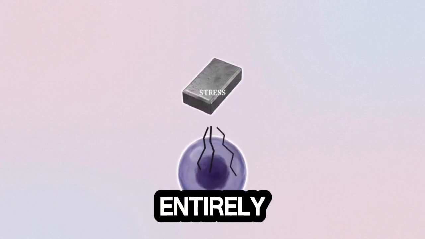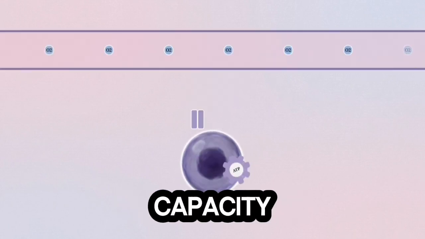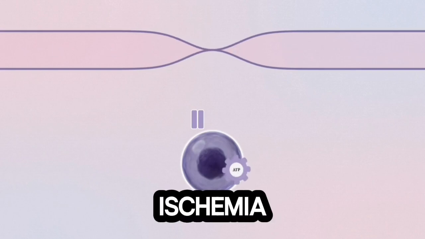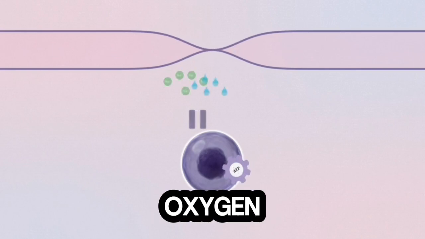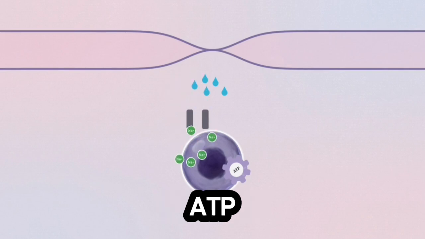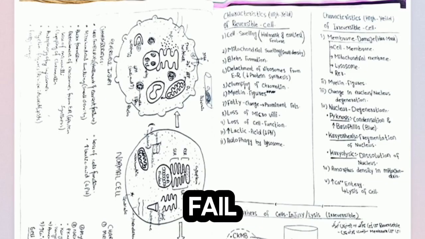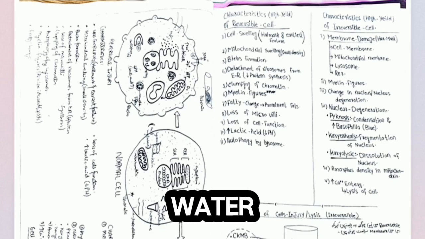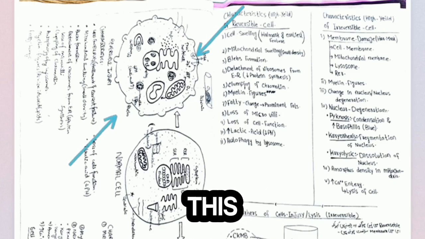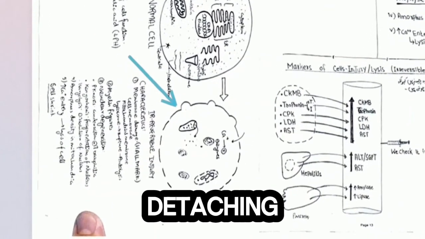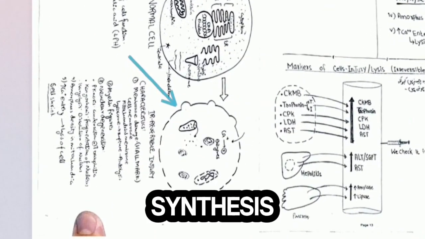When stress entirely overwhelms a cell's adaptive capacity, it enters a state of injury. The most common cause is ischemia, which starves the cell of oxygen. Without oxygen, ATP production plummets, causing the cell's sodium-potassium pumps to fail. Sodium rushes in, and water follows right behind it. In this diagram, water influx causes reversible cellular swelling. Notice plasma membrane blebs and detaching ribosomes halting protein synthesis.